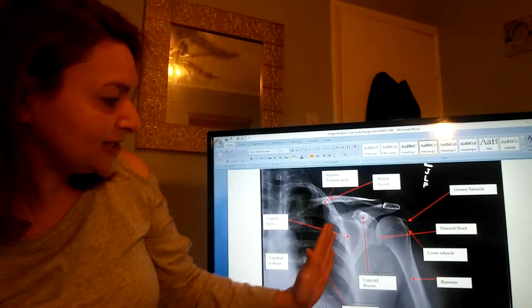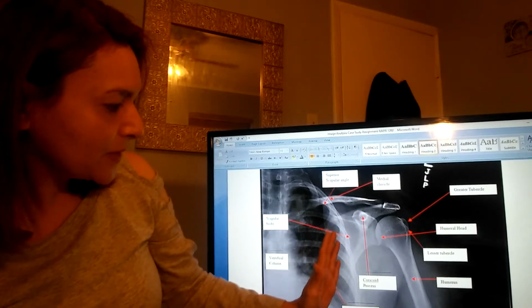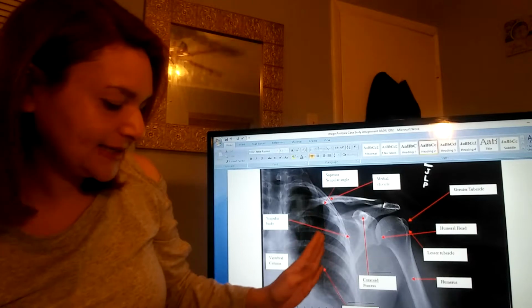And here you can actually see it's a little bit more than half of the scapula, but mostly I got exactly what it is that I needed.